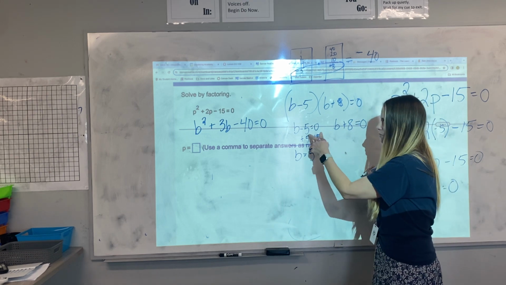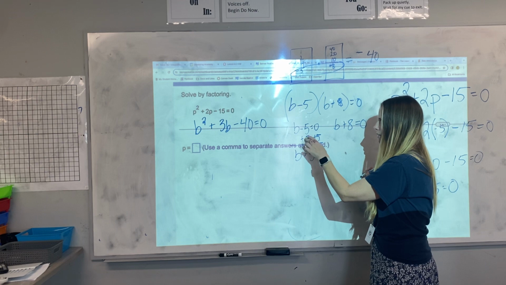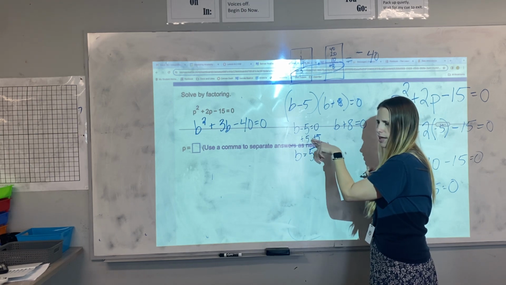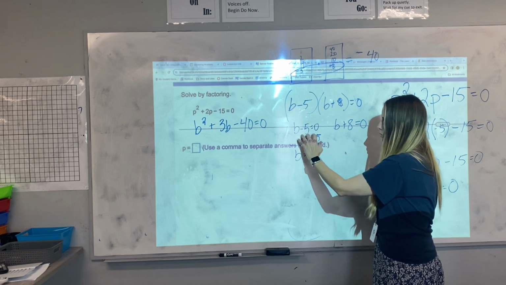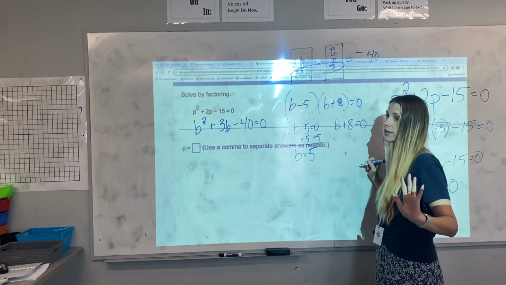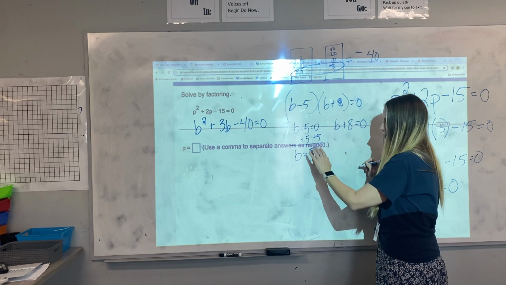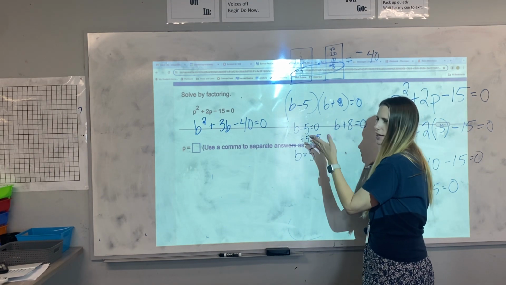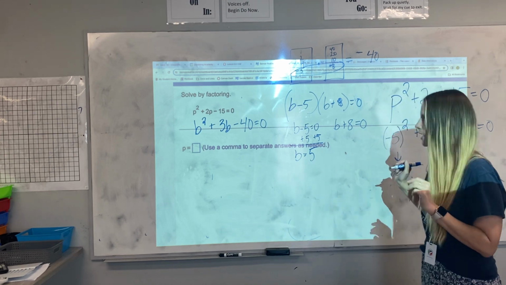Notice how when something's being added or subtracted, b is just the opposite of that number. Can you see that? If you want to write all that out, I love it. You know how I love showing all work. But if you ever get to that point where you're like, well, b minus 5 is 0, then b has to be 5, I'm okay with that too.